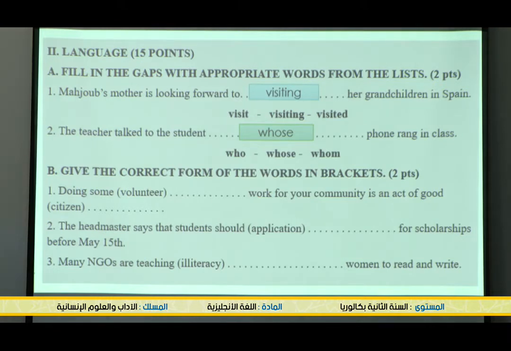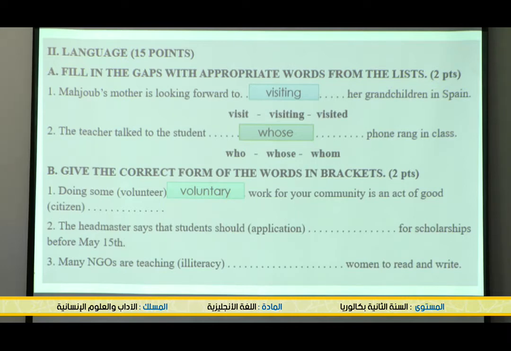Can you think about it again? I always want you to think about it before we correct. Give it some time. Well, the correct answer is voluntary. Doing some voluntary work for your community is an act of good what? Good citizen. And what we need here is a noun.